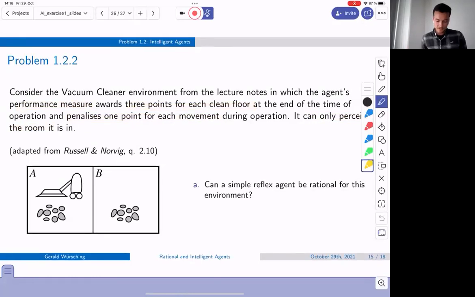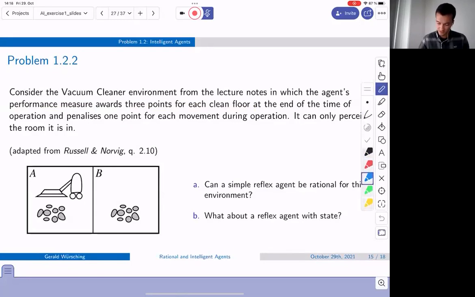So the first question would be, can a simple reflex agent be rational for this environment? The second question would be, what about a reflex agent with a state? That's a model-based reflex agent. I think we didn't really introduce this word, but I can just write it here. Model-based.